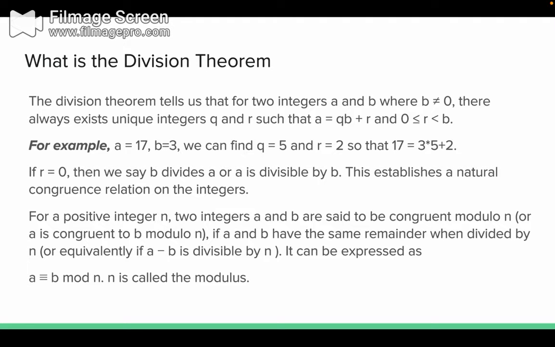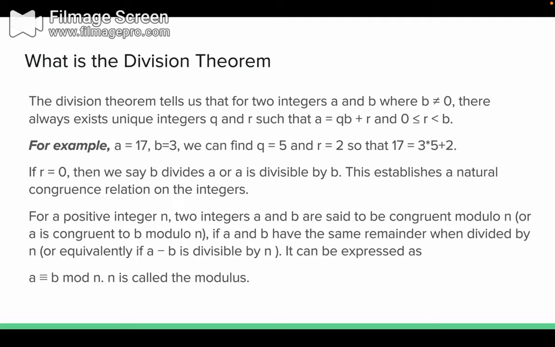So what is the division theorem? The division theorem tells us that for two integers a and b where b is not equal to 0, there always exist unique integers q and r such that a equals q times b plus r, where r is greater than or equal to 0 but less than b. For example, let's say we have a equals 17, b equals 3. We can find q equals 5 and our remainder equals 2, so that 17 equals 3 times 5 plus 2.